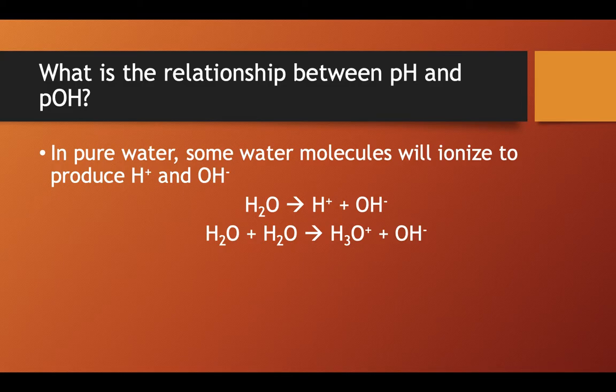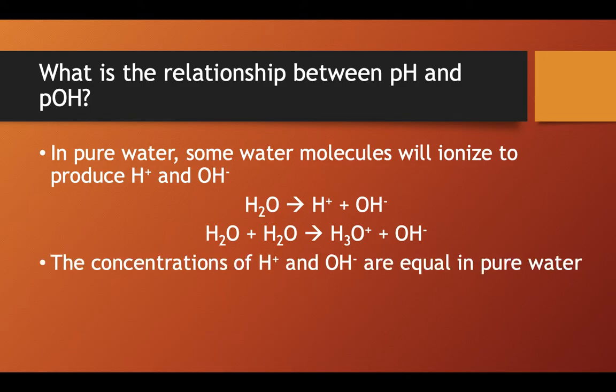If I have two water molecules in contact and one of them transfers a proton to the other, I see that one of the waters lost a hydrogen, forming the hydroxide ion, and the other water gained a hydrogen, forming H3O+. So the concentrations of H plus and OH minus are going to be equal in pure water.